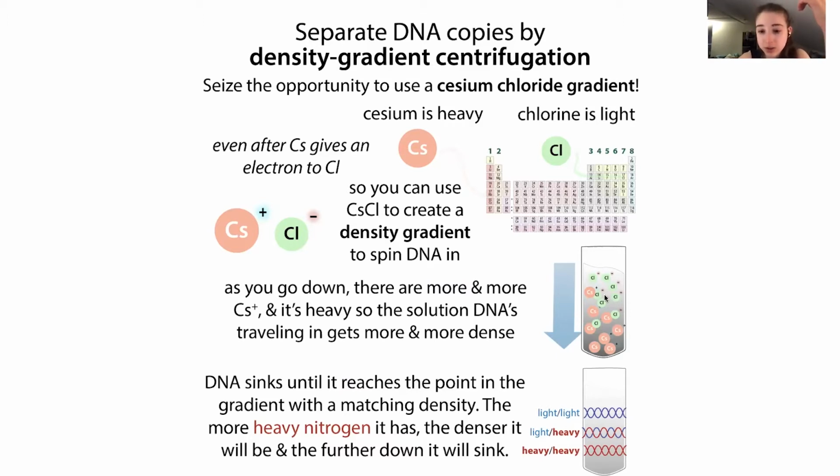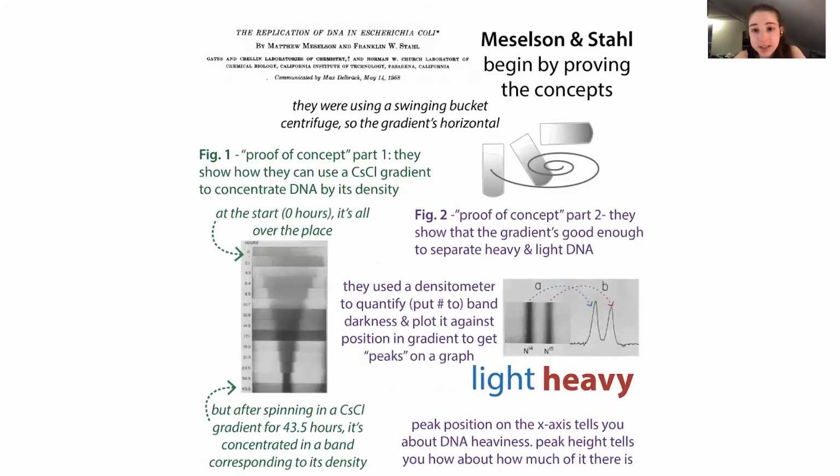And so if you make these cesium chloride gradients, the same thing's going to happen with the DNA. The DNA is going to go to its spot where it reaches equilibrium in the cesium chloride gradient. And so the heavier it is, the more heavy nitrogen it has, the further it's going to sink. Therefore, if you're able to see where the different bands are, you can get information about how heavy and how light they were. And so this is what they did.